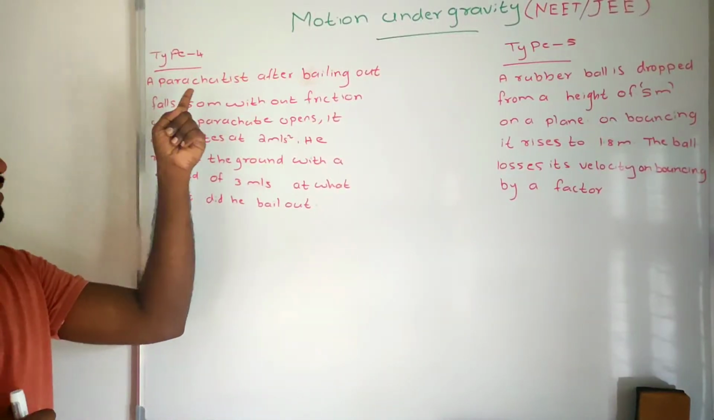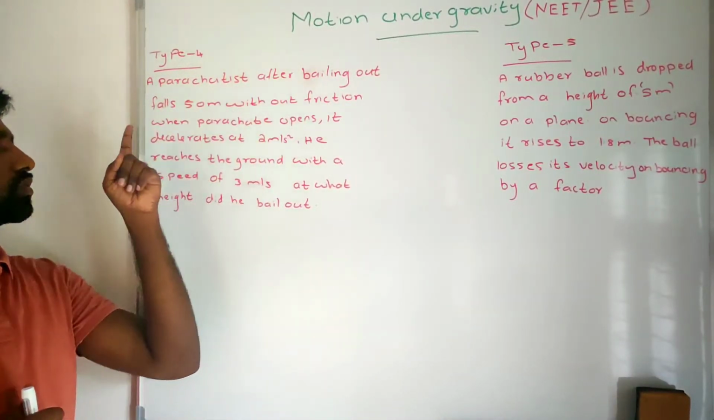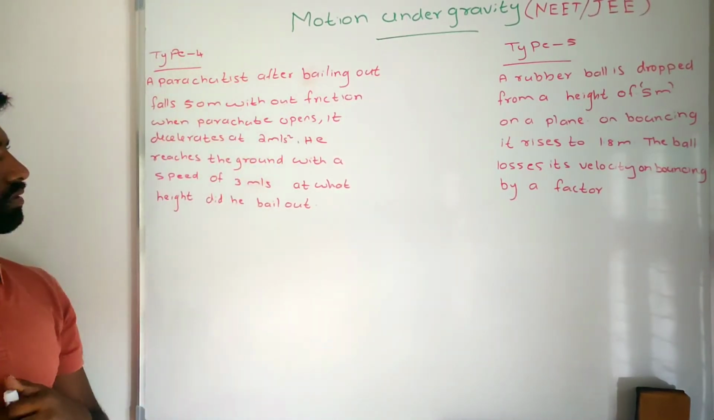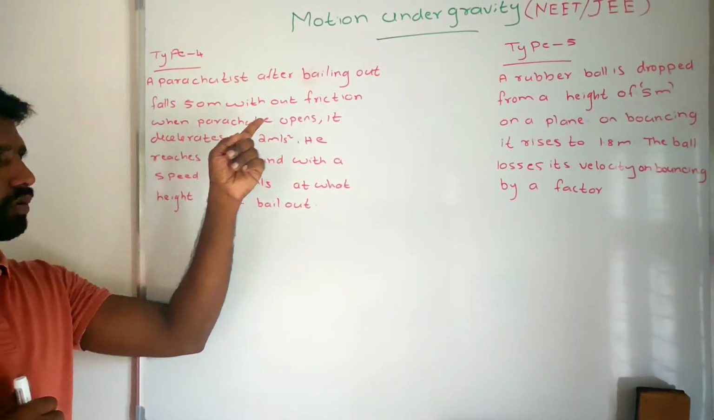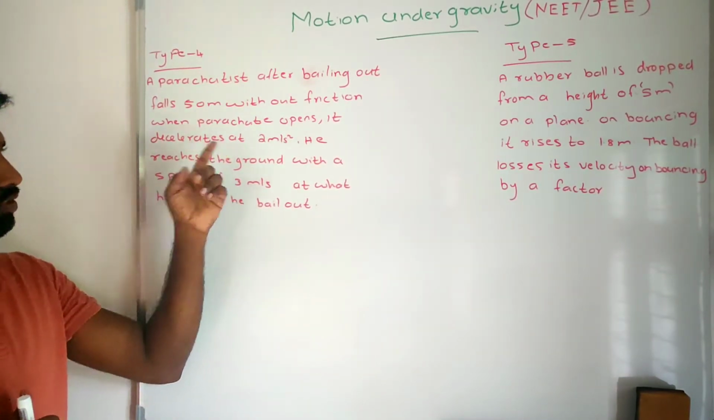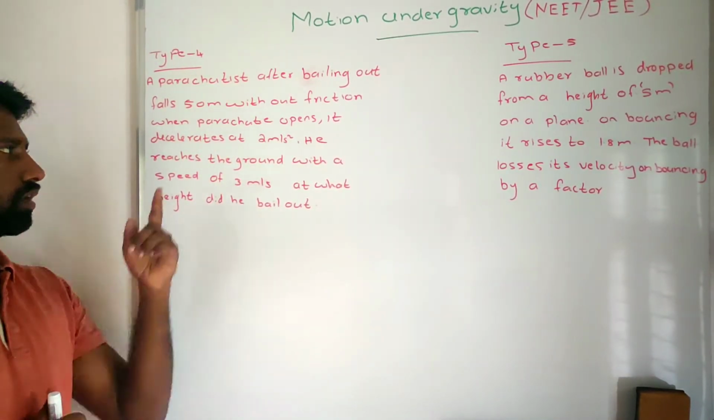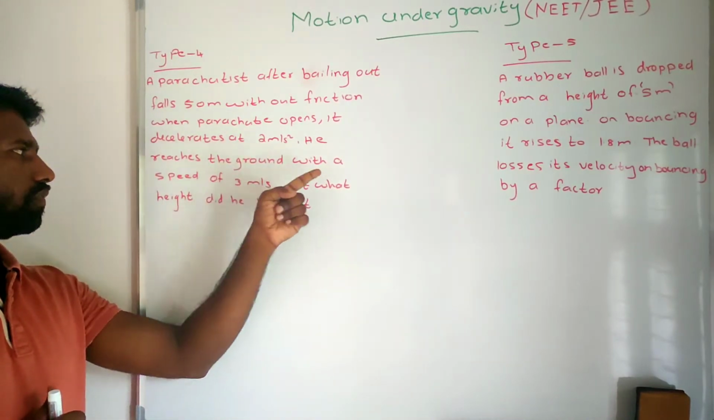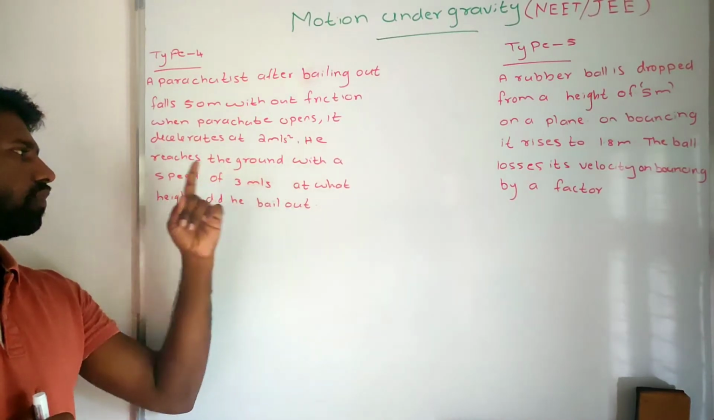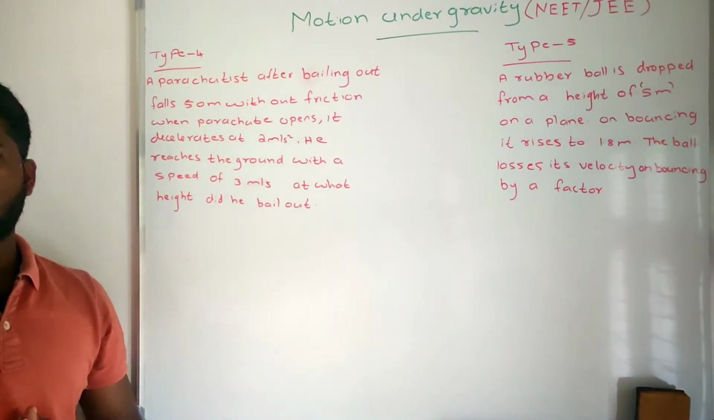A parachutist, after bailing out, falls 15 meters without friction. When the parachute opens, it decelerates at 2 meters per second square. He reaches the ground with a speed of 3 meters per second. At what height did he bail out?